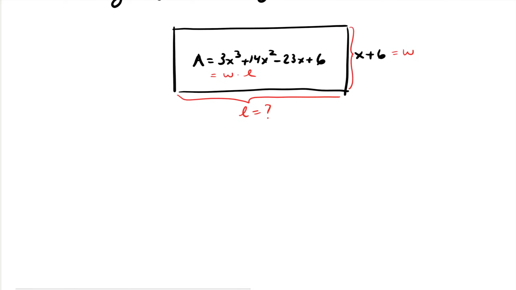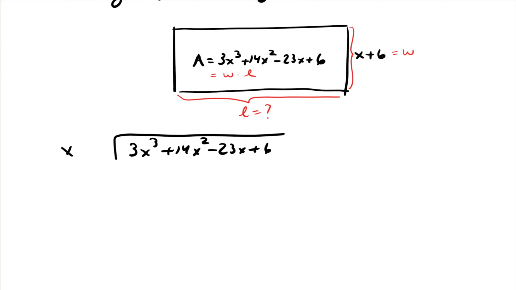Okay, so first of all, we need to do our long division to get the length. Divide by x plus 6. So x multiplied by what will give me 3x cubed? It's going to be 3x squared. Now I multiply x plus 6 by that. I get 3x cubed plus 18x squared. I subtract. I get minus 4x squared.